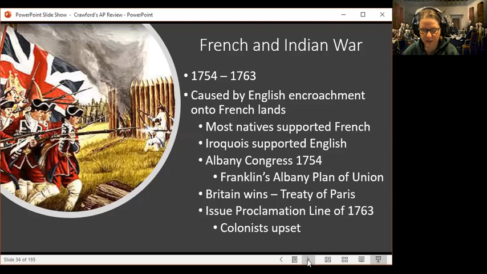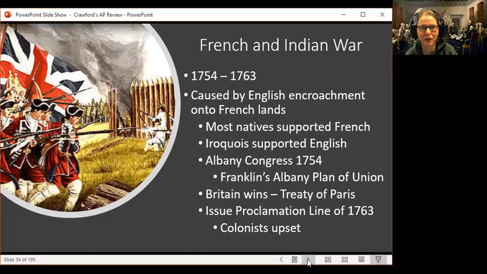And so one of the things they call for is the Albany Congress in 1754. And they call for a more organized response to the attacks that are happening. Now, keep in mind, all of this is happening because the English keep encroaching on those French lands. And so the French feel attacked. The British keep pressing west. So that is part of the issue.